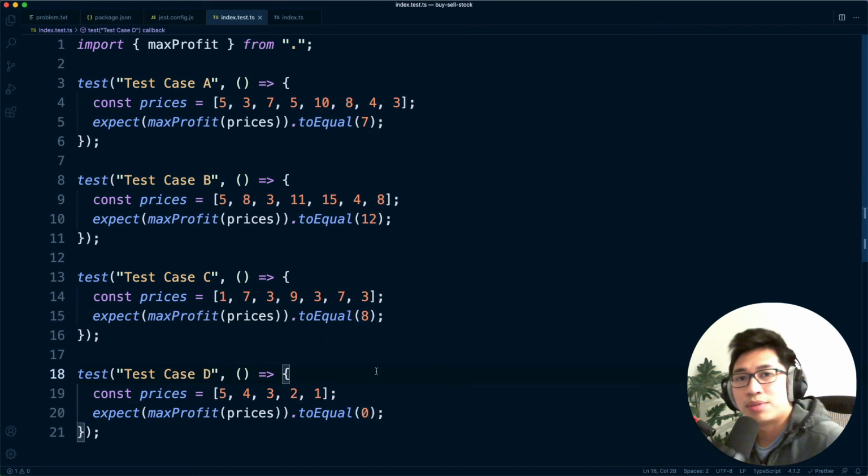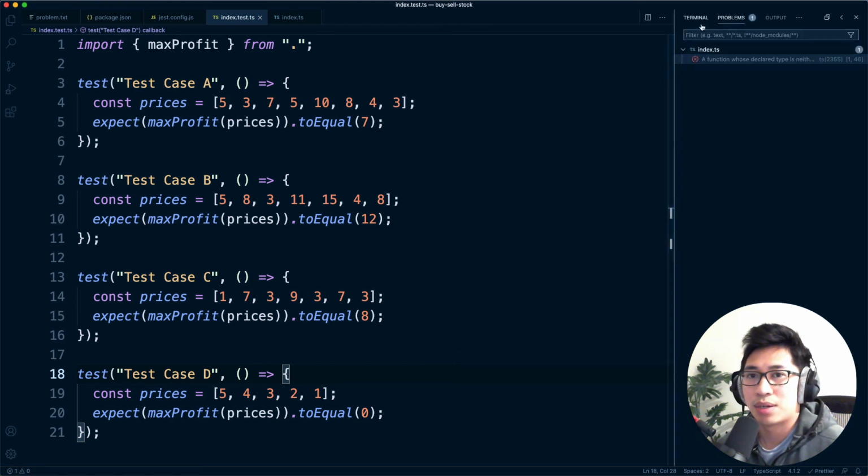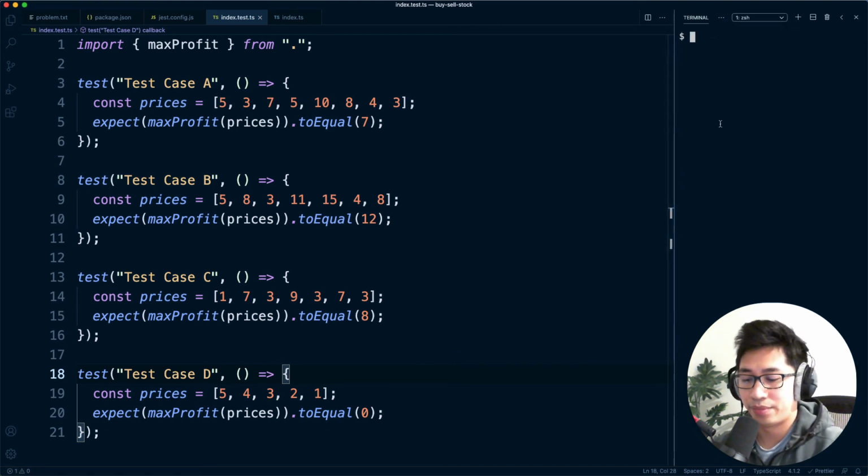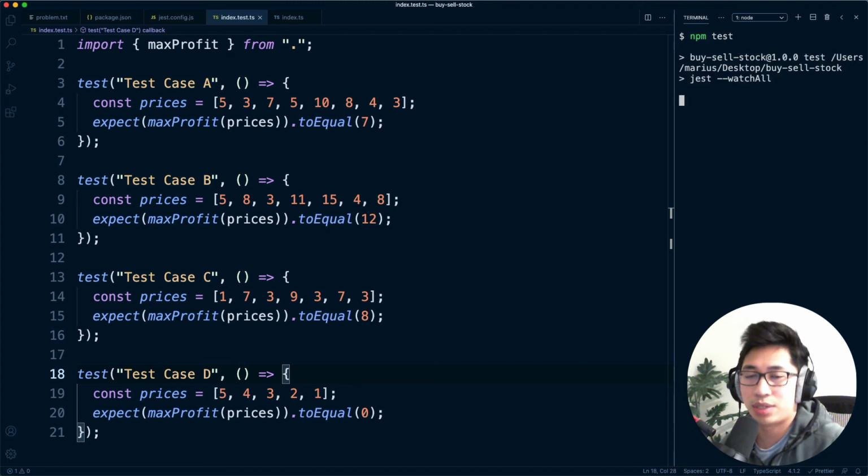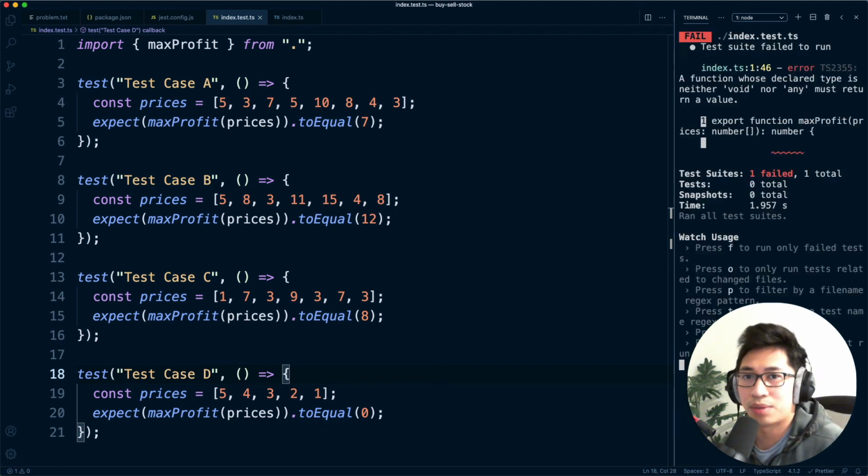And in my previous videos, I've been covering TDD, test-driven development. So we're gonna take that same approach where we have the tests. If I run npm test, you should see that all of our test cases are gonna fail because we haven't written a solution yet.